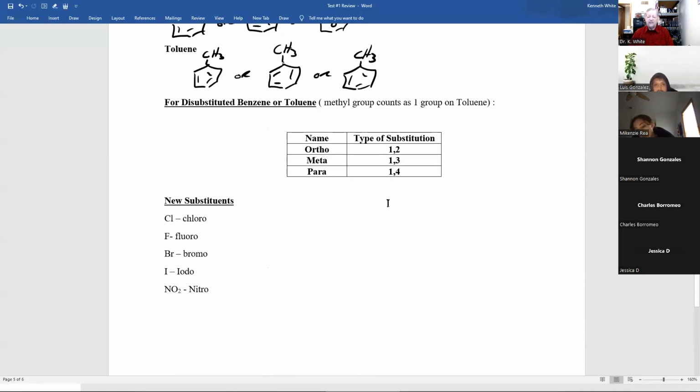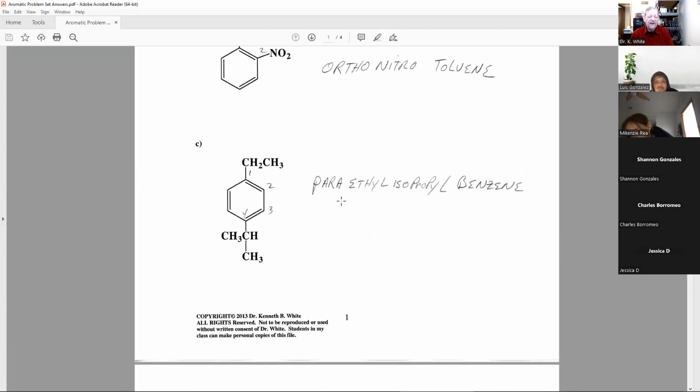And if you look on the screen, 1,2 disubstituted aromatic compound is ortho, 1,3 meta, 1,4 para. And these are things you should know. And if we look at C, on carbon 1 is an ethyl group, carbon 4 isopropyl. This is a benzene ring, so it's ethyl isopropyl benzene.